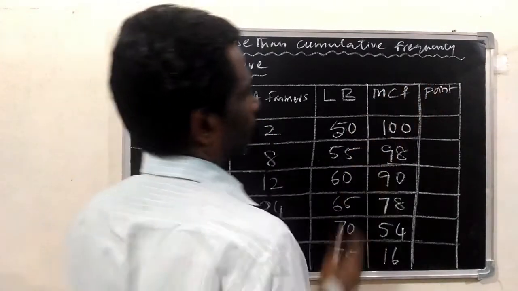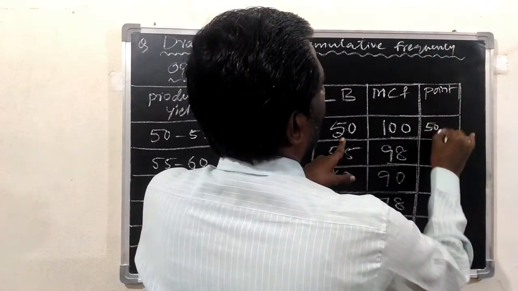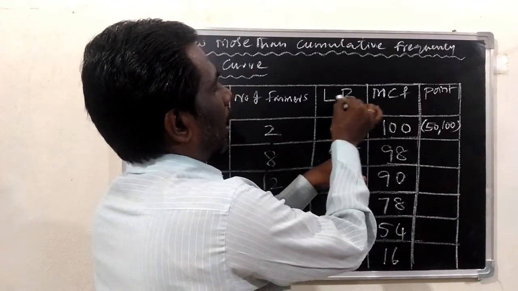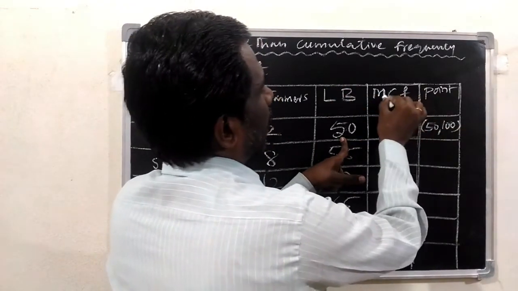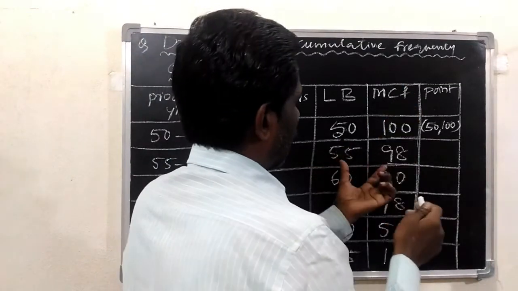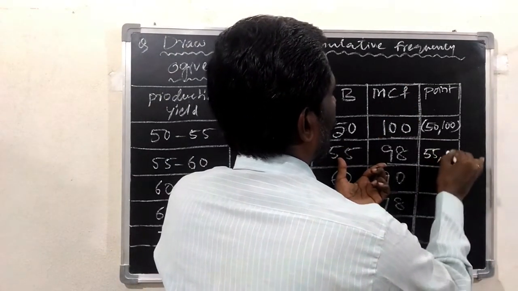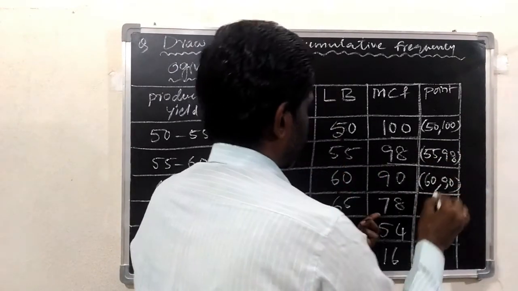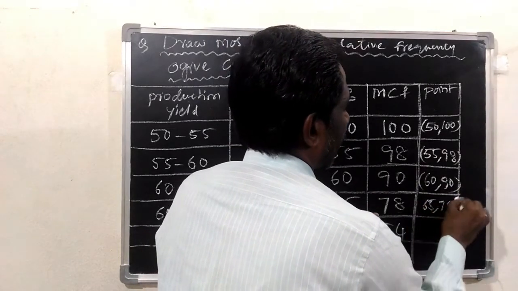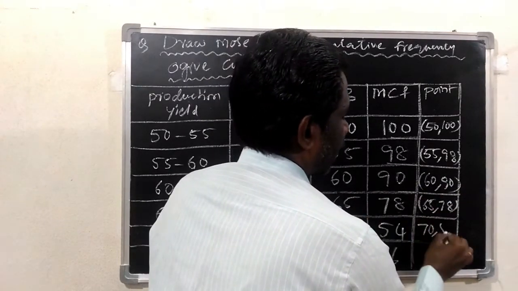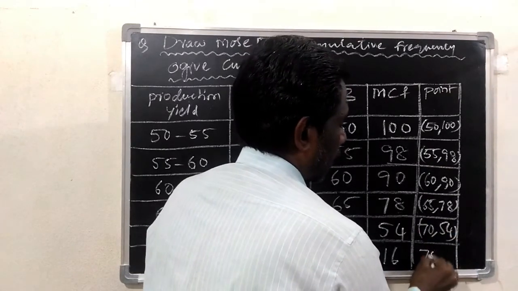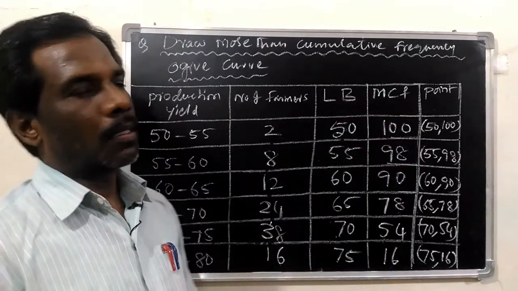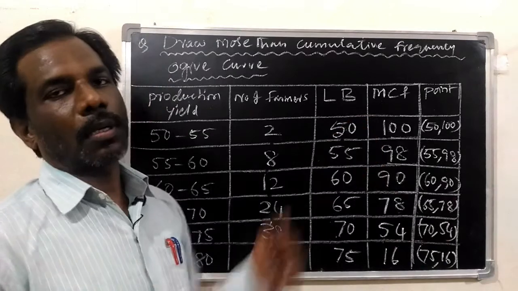And next we add the points. For the point, write 50 comma 100. The x coordinate is the lower boundary, and the y coordinate is the more than cumulative frequency value. Next, 55 comma 98, 60 comma 90, 65 comma 78, 70 comma 54, and 75 comma 60. After writing these points, we plot them on the graph.